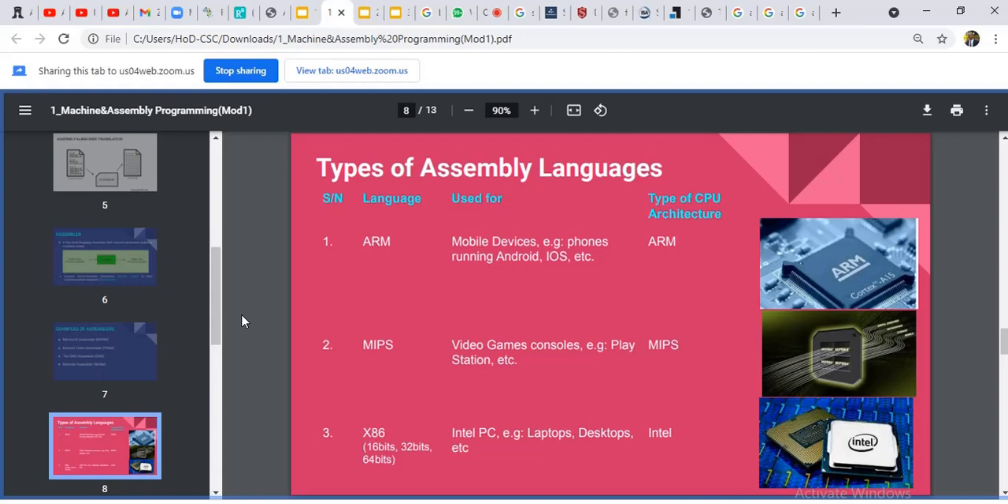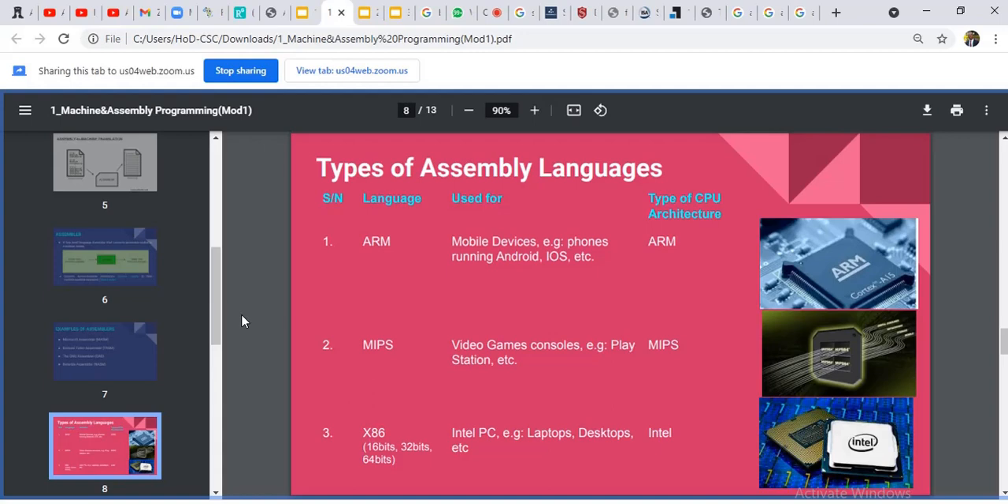Okay. And then for those of you who play video games using consoles, PlayStation, the video games were developed using MIPS. What did I say? MIPS is a type of assembly language that can be used to build the consoles that we use and the games themselves. I'm talking about the hardware that supports the software that supports the gaming devices.